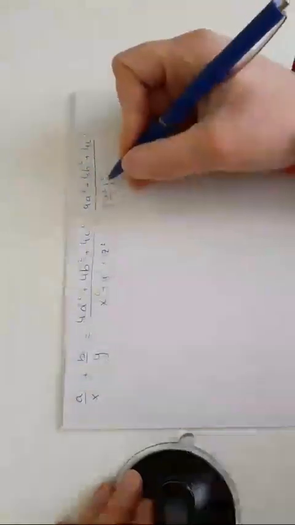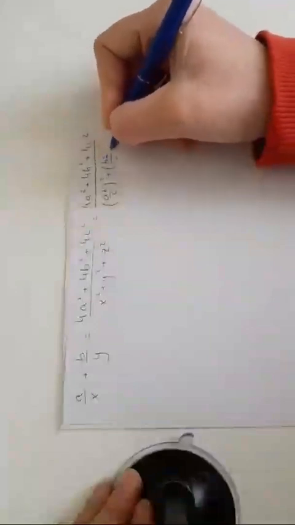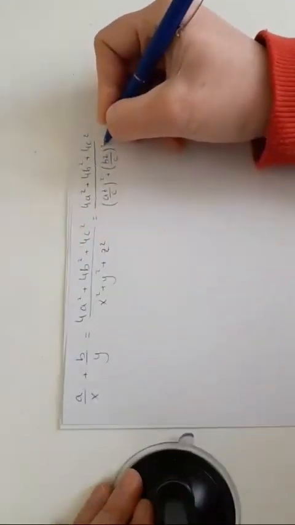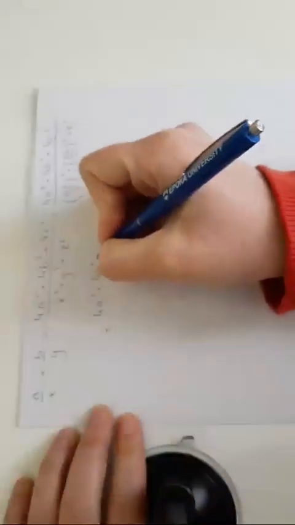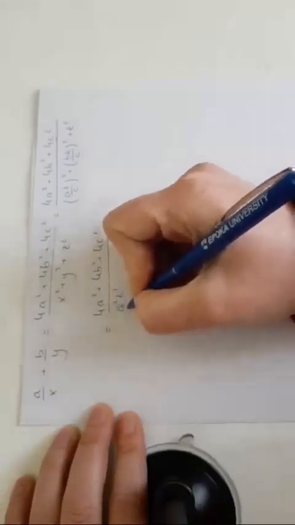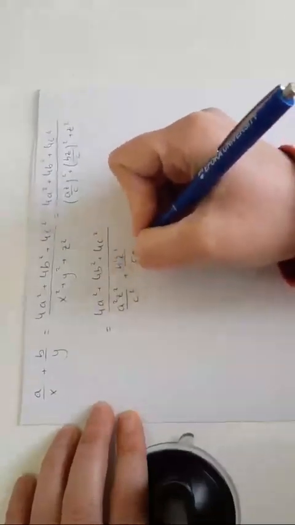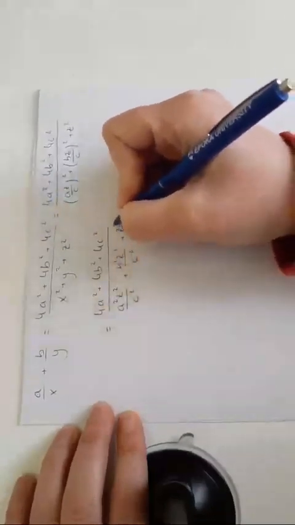So we have (az over c) squared plus (bz over c) squared plus z squared. Now when we continue to do the operations, we'll get 4a squared plus 4b squared plus 4c squared over a squared z squared over c squared plus b squared z squared over c squared plus z squared.